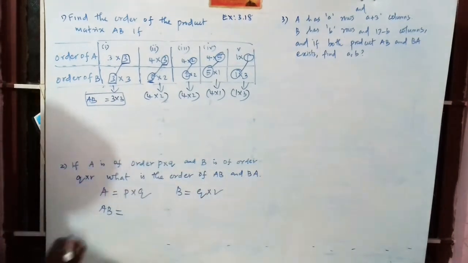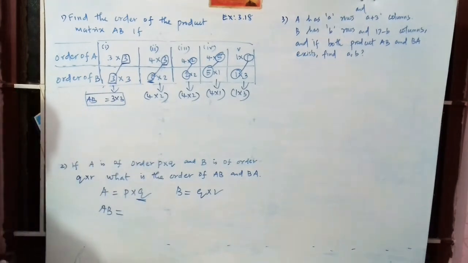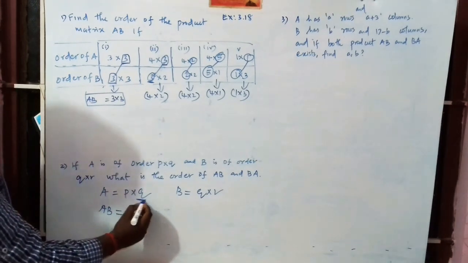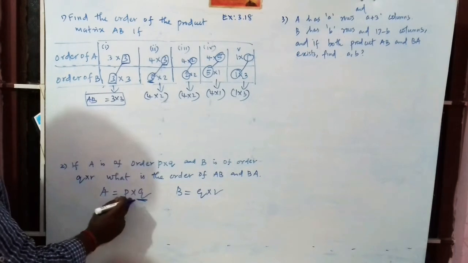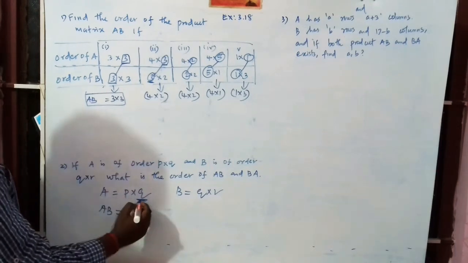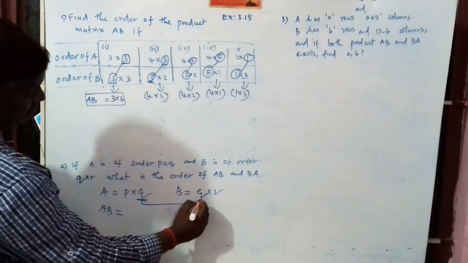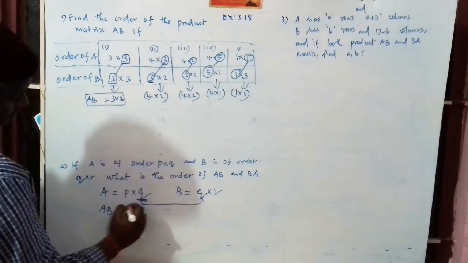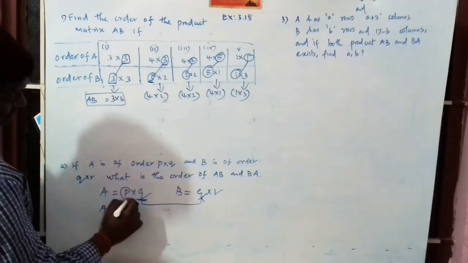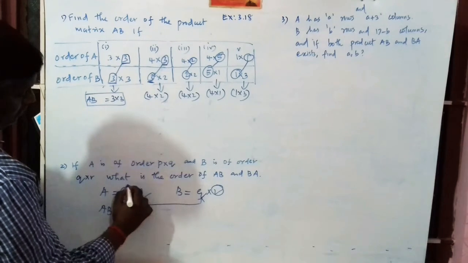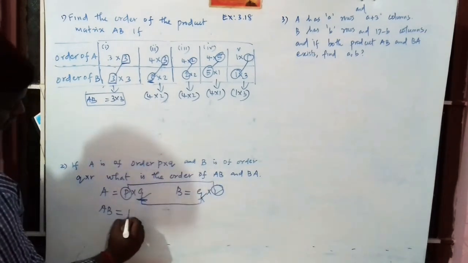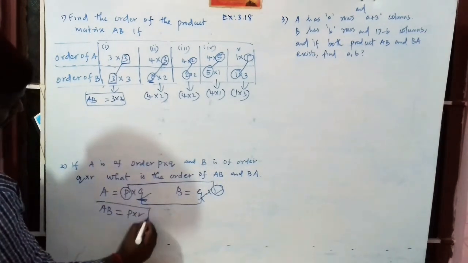For AB, the condition is that the number of columns in the first matrix is equal to the number of rows in the second matrix. Both are equal. Therefore the order of AB is the remaining order, P cross R.